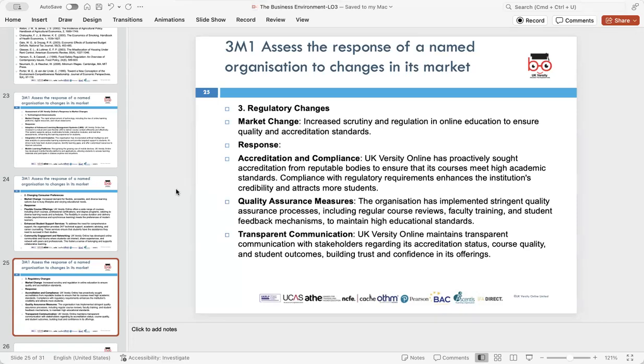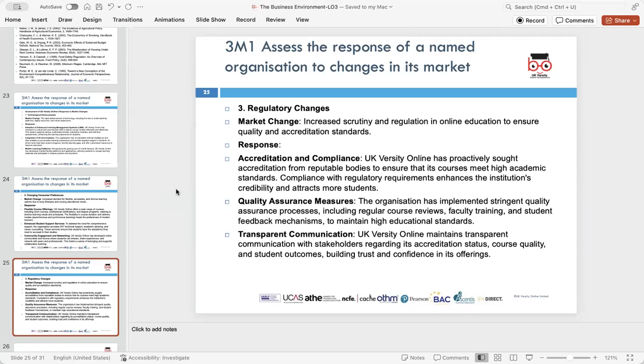Regular course reviews ensure that the curriculum remains current and effective. Faculty training ensures that instructors are well equipped to deliver quality education. Student feedback mechanisms allow the institution to gather insights from learners and make necessary improvements.